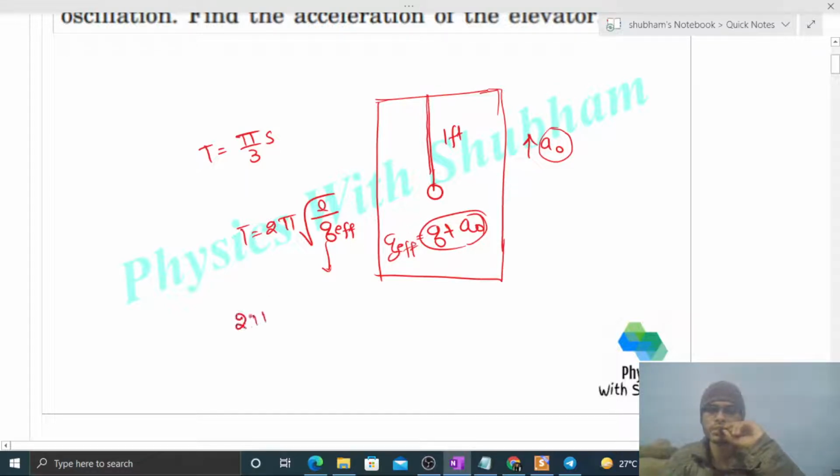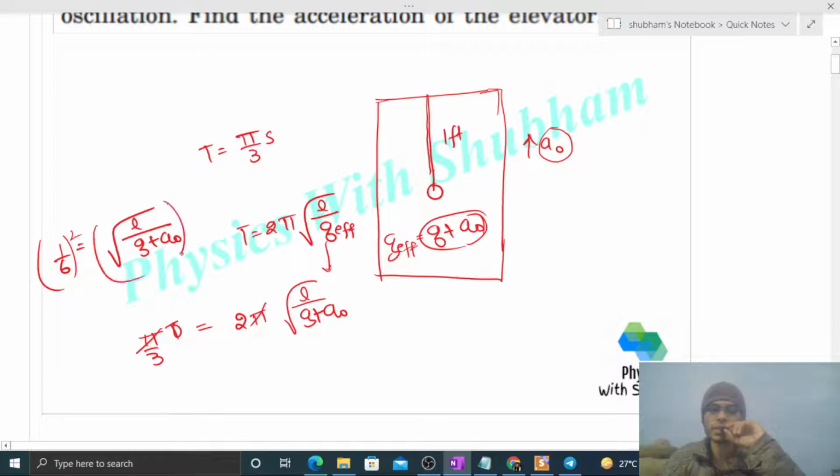So just put the values: 2 pi under root of L upon g plus a naught, that is time period. Time period is given pi by 3, so put pi by 3. Here pi cancels with pi, so 1 upon 6 is under root of L divided by g plus a naught. So just square it this way. So this will be 1 upon 36 is equal to L upon g plus a naught.